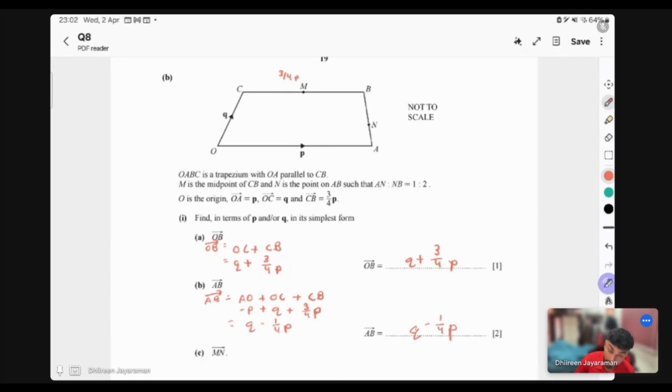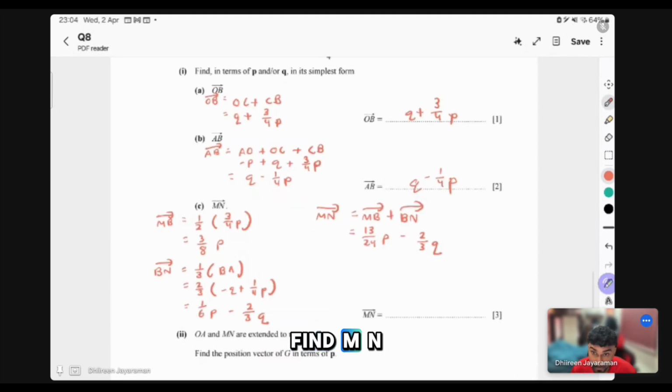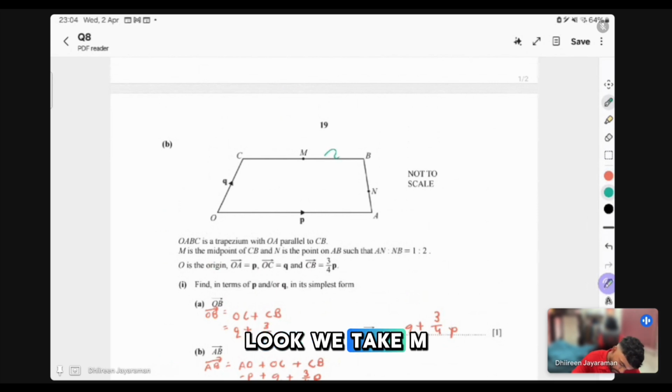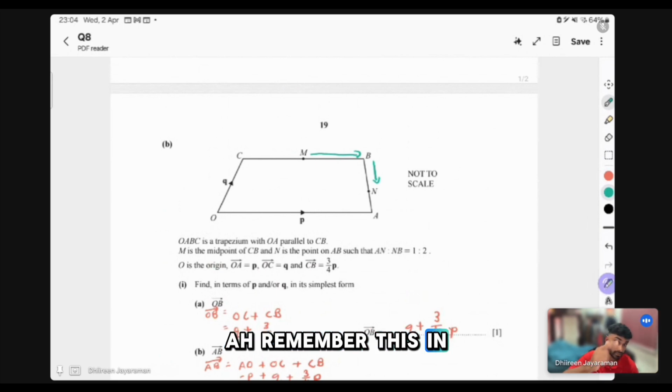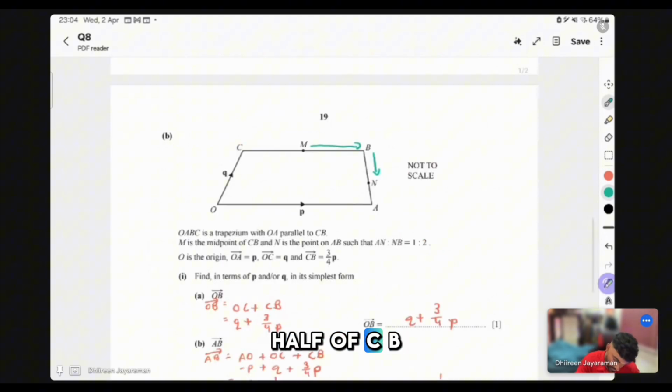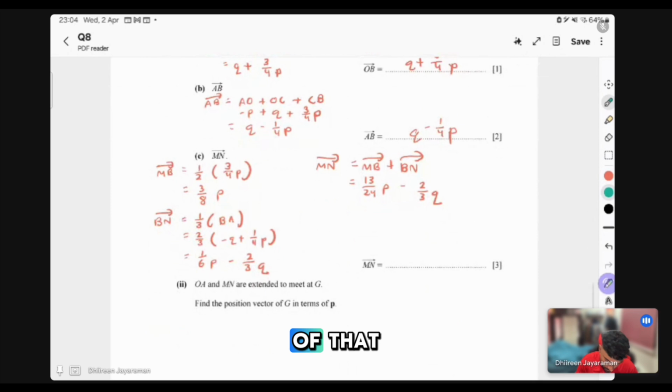Next part. To find MN, if you look at the diagram again, we take MB to BN. Remember this in your head. Going back to my working, MB, stated in the question, is half of CB, because M is the midpoint. So you take half of that and you get this answer for MB.